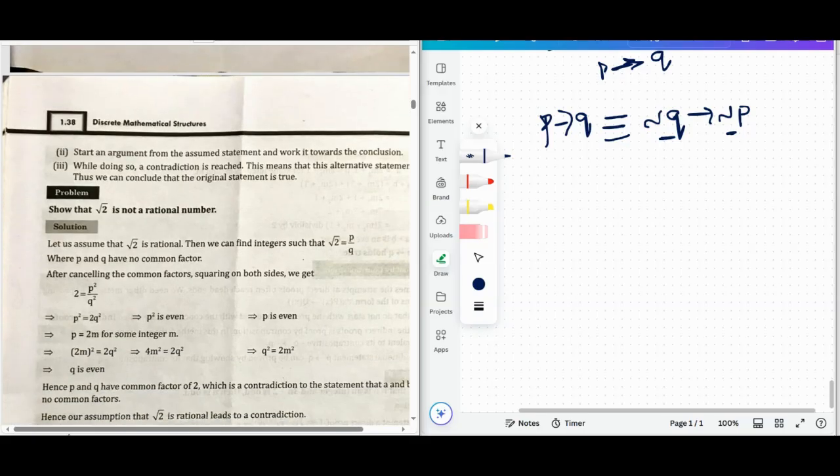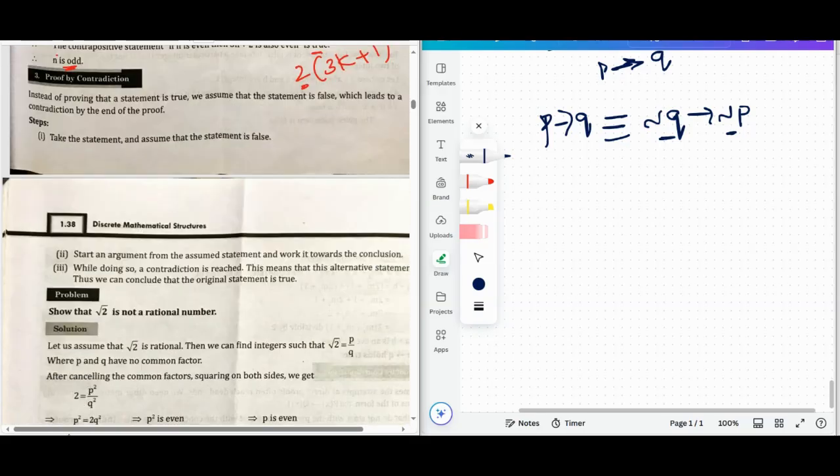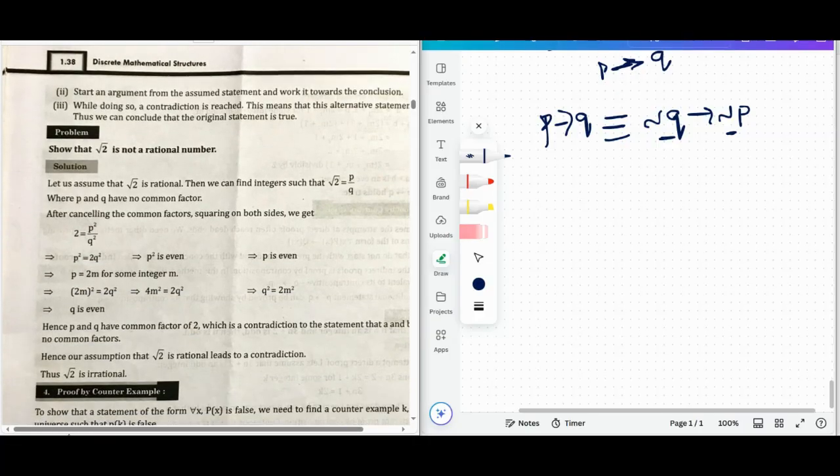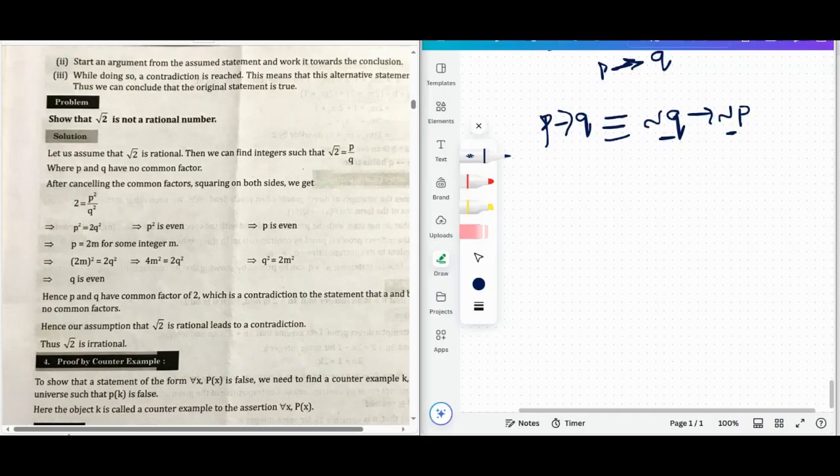Then the last one we have is contradiction. I think you might have done contradiction, which we had done in 10th standard. So what is that? For example, we have to show that root 2 is not a rational number. So what we usually do to prove this is take the contradiction method. What is contradiction? We'll take the reverse of this. Root 2 is rational, then root 2 will be equal to p by q, where q is not equal to 0, and p and q have no common factor.